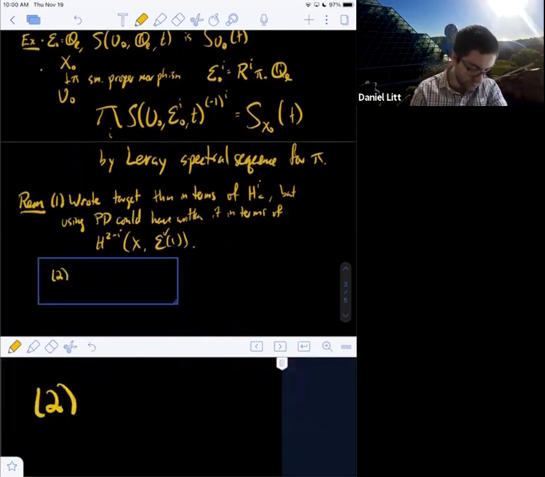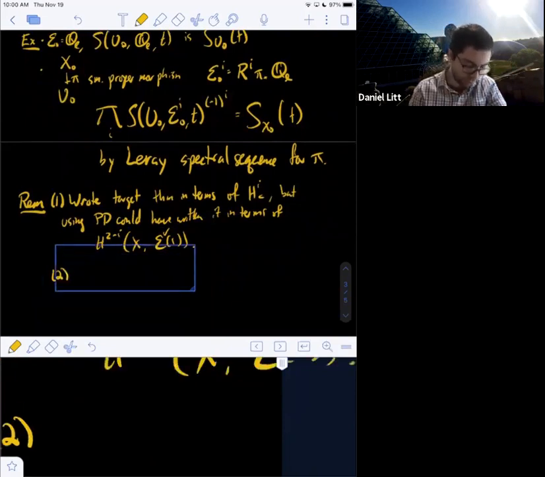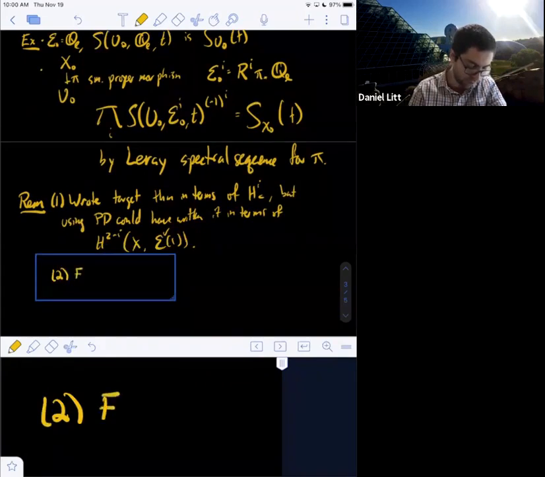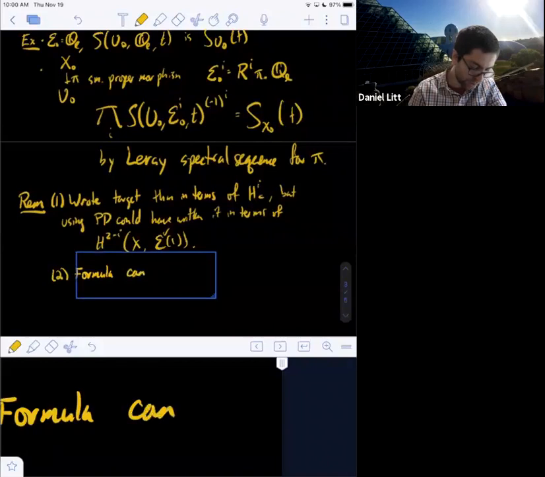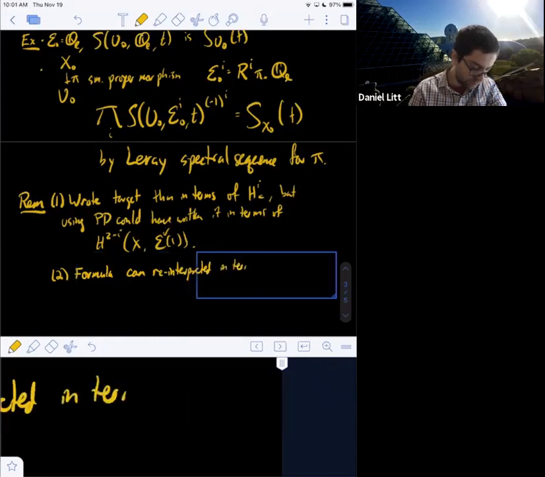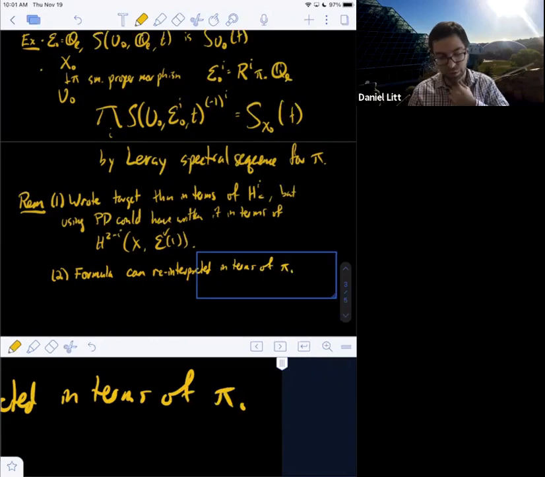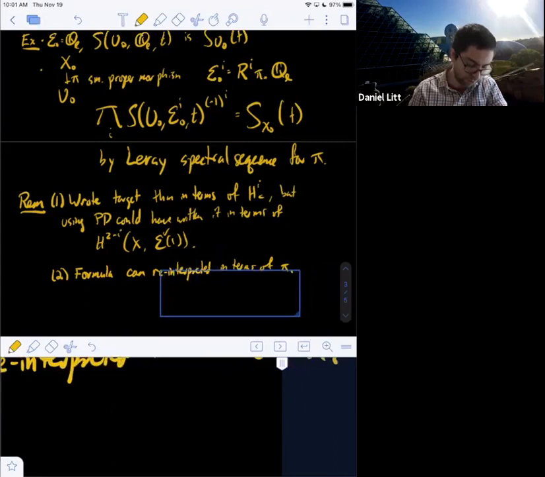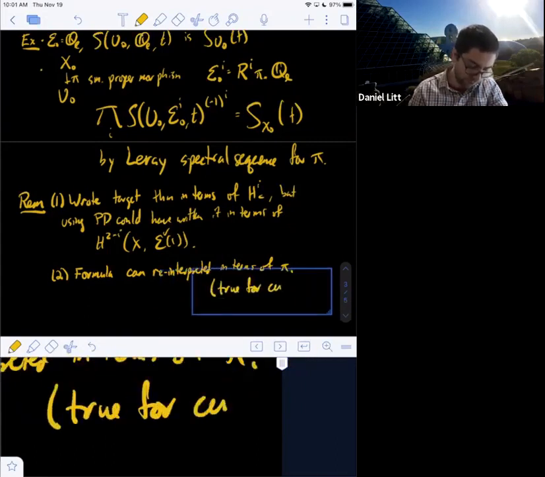And then two: from this point of view, this formula is kind of completely group theoretic. So this formula can actually be reinterpreted in terms of pi_1. Bob asked why we were talking only about curves, and this is only true for curves. So let me briefly explain that.